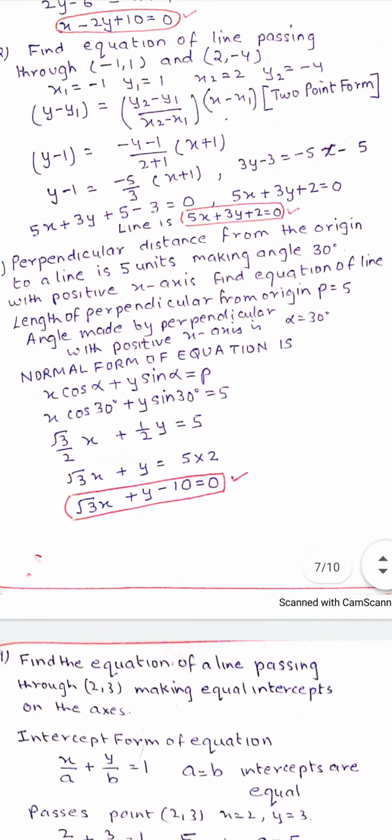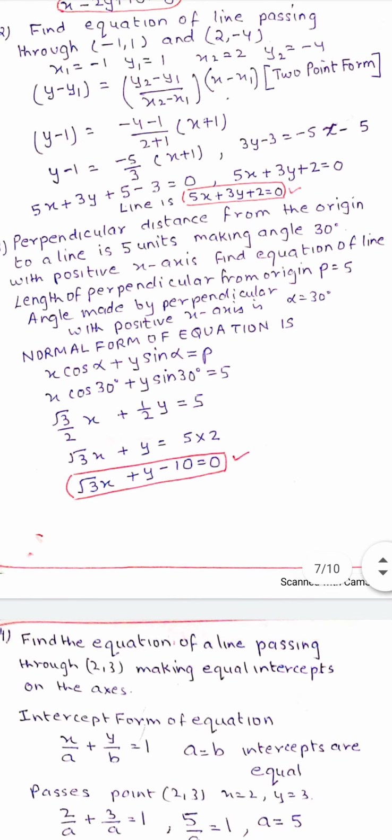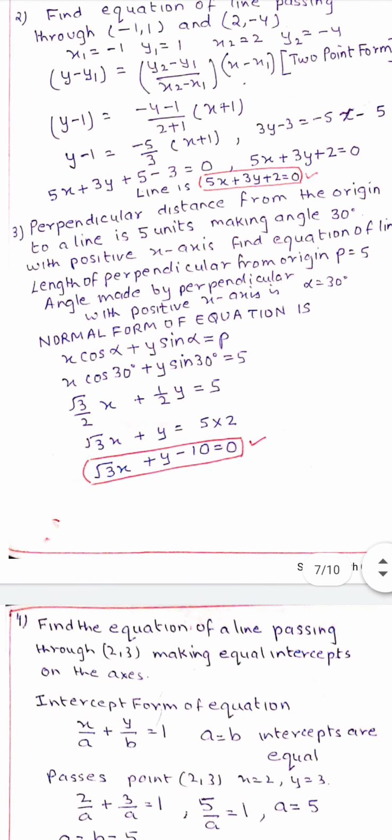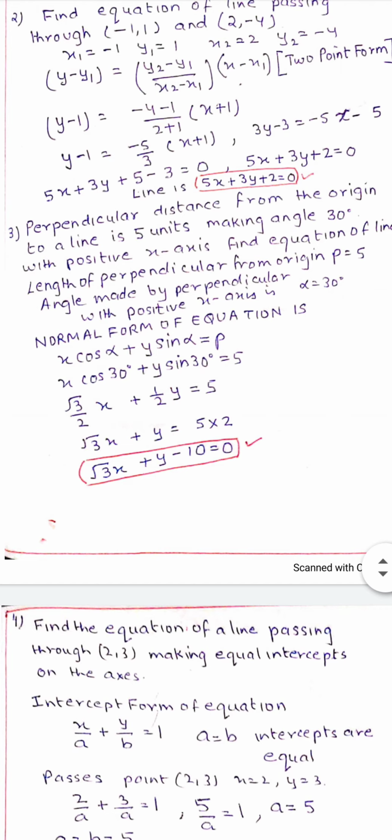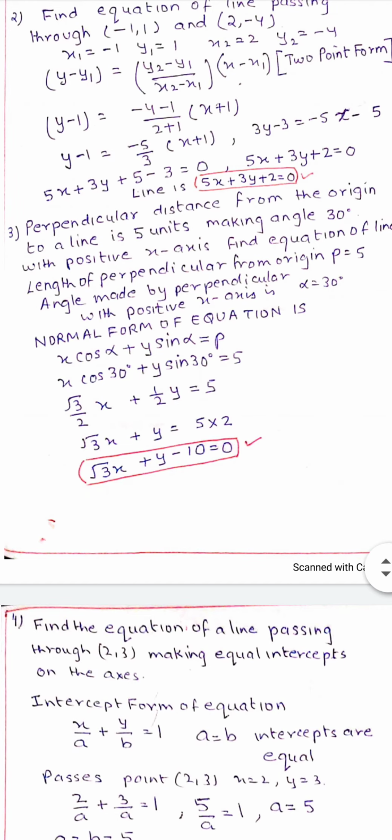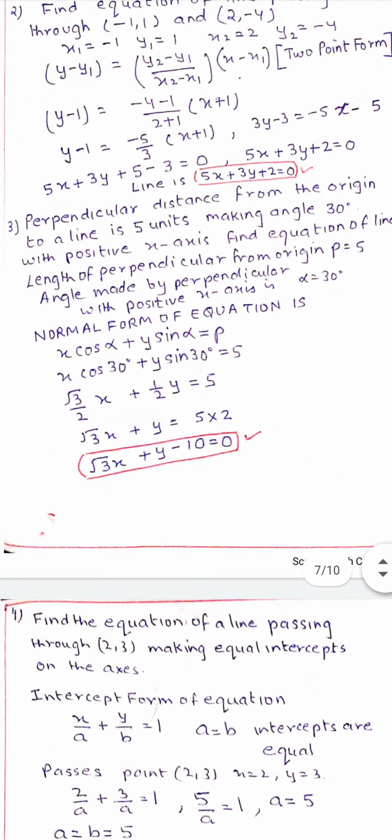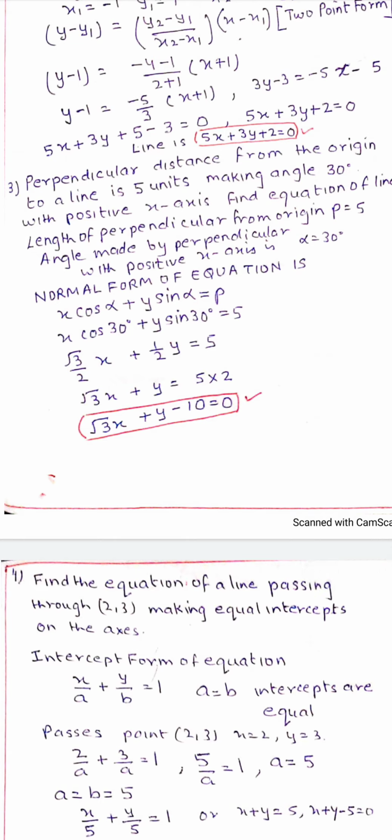Perpendicular distance from origin to a line is given 5 units and alpha angle is 30 degrees. We know the equation is x cos alpha plus y sin alpha is equal to p. We write it as x cos 30 plus y sin 30 is 5. Put the values of sin 30 and cos 30. The answer is root 3 x plus y minus 10 equal to 0.